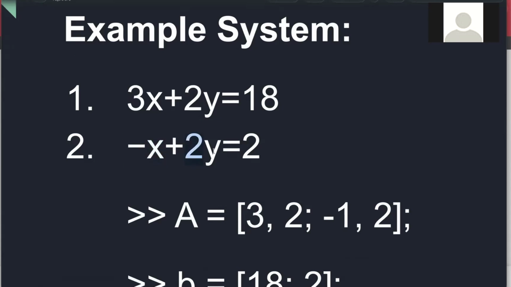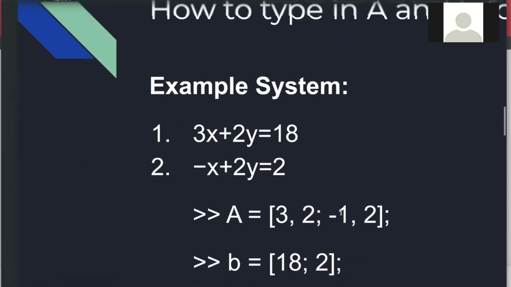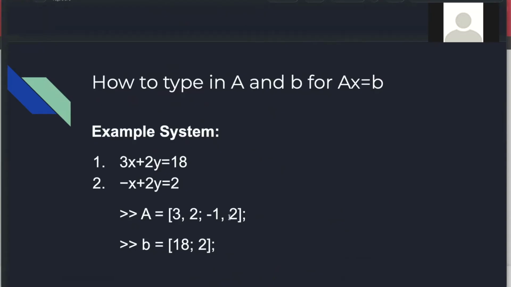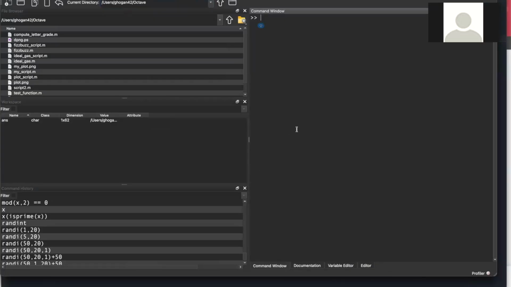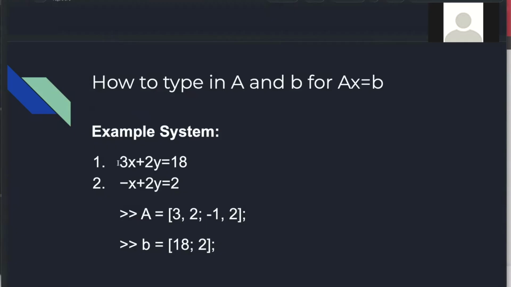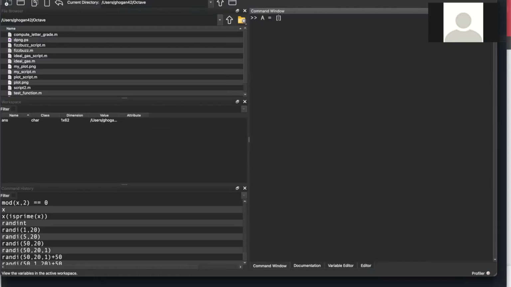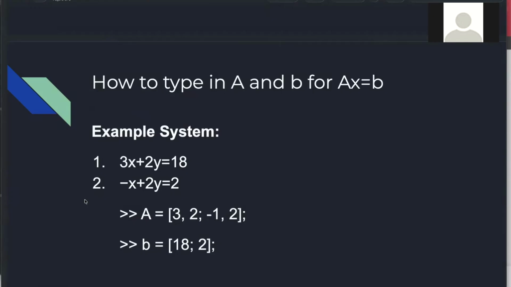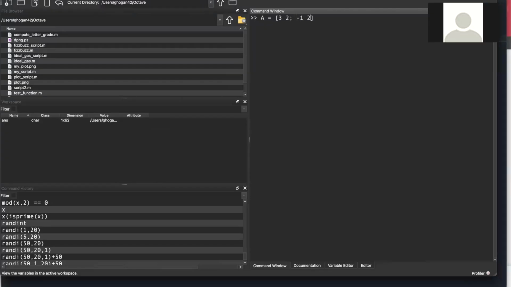And 2 for the y. So you have -1 and 2. So you type in what we call the coefficient matrix. That's the A. So you go over here and you say A equals whatever we had, 3, 2. So you go 3, 2, semicolon, and then the second row is -1, +2. So -1, +2. We'll hit enter, and there we go.